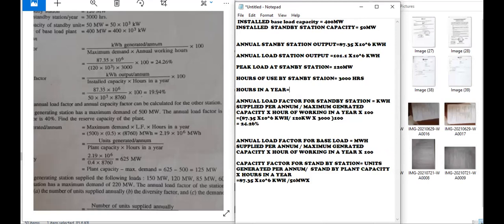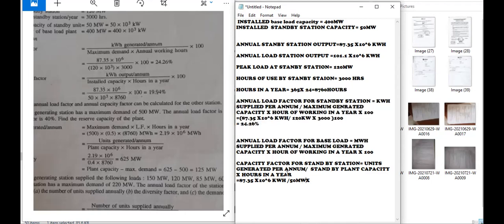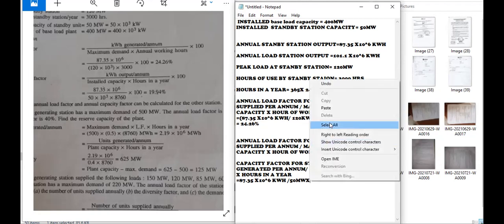Yeah. So for hours in a year, we have 365 days in a year. You multiply by the number of hours in a day, which is 24. So if you do 365 times 24, you have 8760. So 8760 hours in a year. This is the number of hours we are going to use, because from the formula, the standby plant capacity times hours in a year. So the hours in a year is the one we just calculated, and this is the value we use here.